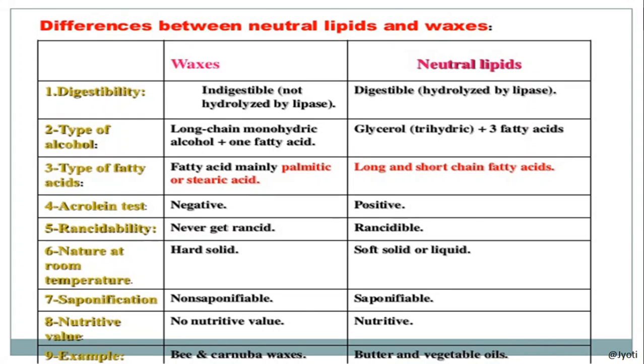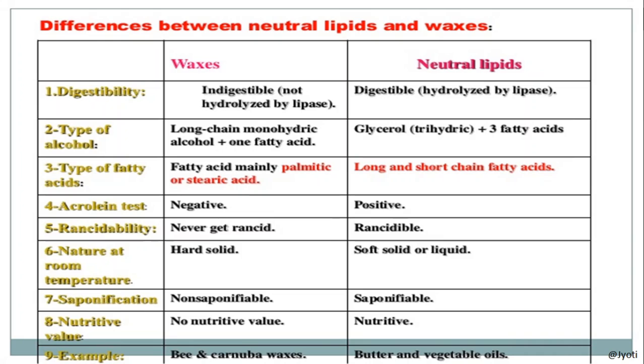Now we'll discuss the difference between neutral lipids and waxes. Waxes are indigestible, whereas neutral lipids, that means the fat I have shown you, can be digested by our digestive system. In the case of wax, there is a long chain monohydric alcohol and 1 fatty acid. Remember children, in wax only 1 fatty acid but a long chain monohydric alcohol is present. That means only 1 alcohol group is present.